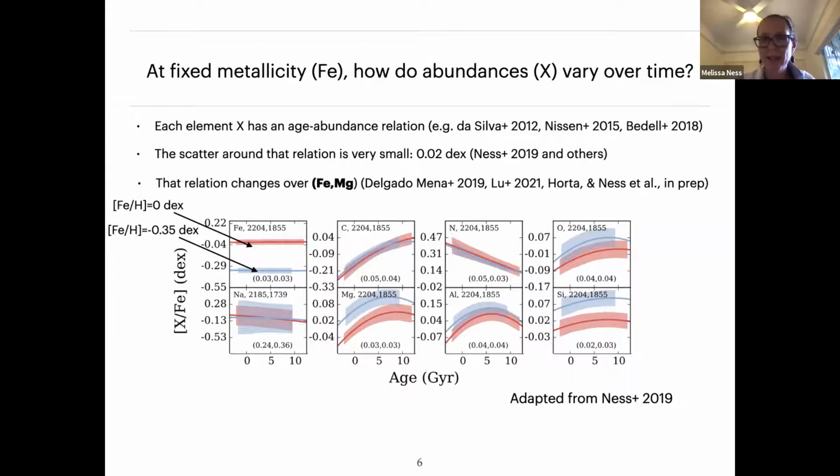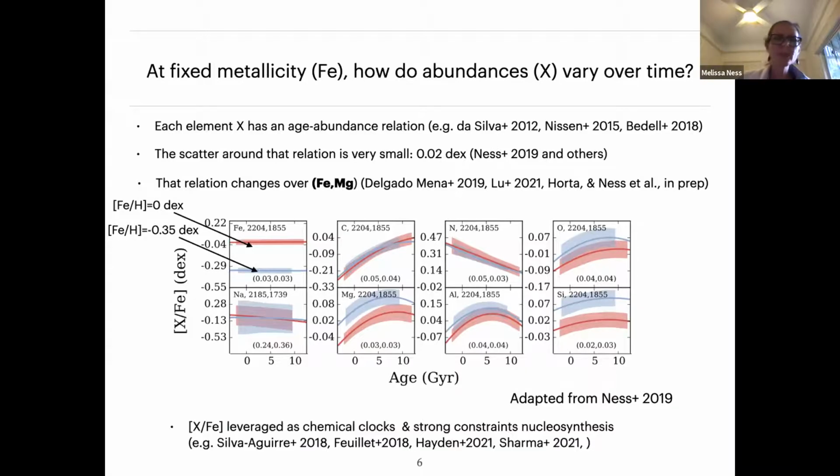Okay, and that relation changes not only over metallicity, but it changes over the magnesium or the alpha enhancement of the stars. Okay, so if we pivot at different points in magnesium and different metallicities, the elements, at least a subset of them, change in their gradients in these age abundance relations. So all of this has been beautifully leveraged as chemical clocks. And of course, these place very strong constraints on stellar nucleosynthesis and star formation. I mean, this is what nucleosynthesis and chemical evolution is, the change in element abundances for populations over time.